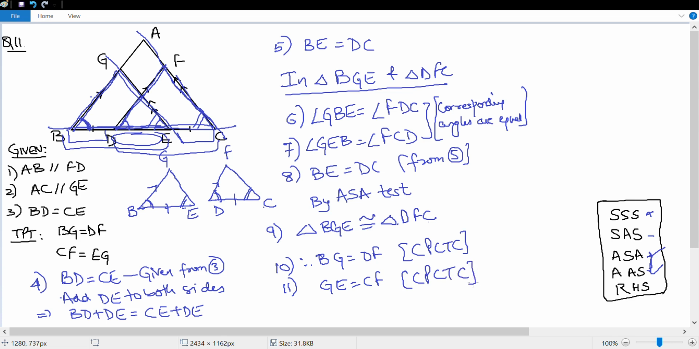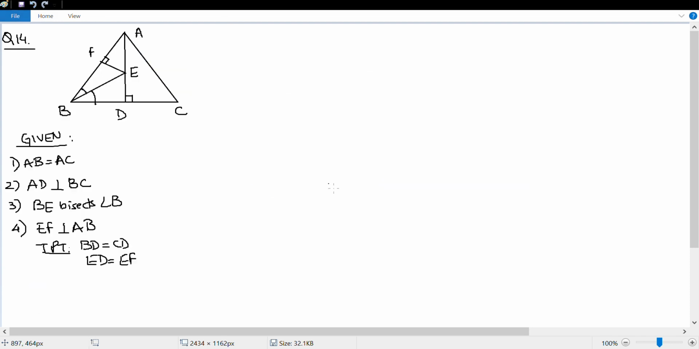CPCTC. Perfect. So we've done this question. Let's move on. The next question that we do is question number 14. Let's look at the question. Question 14 says, in the following figure, AB is equal to AC. So these two sides are equal.